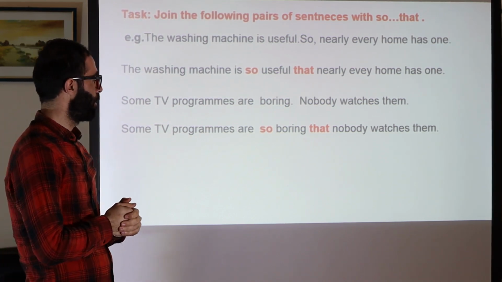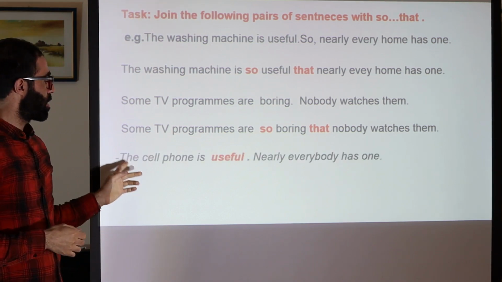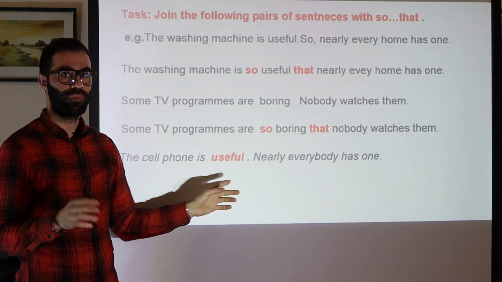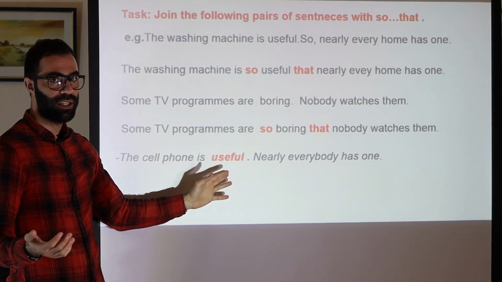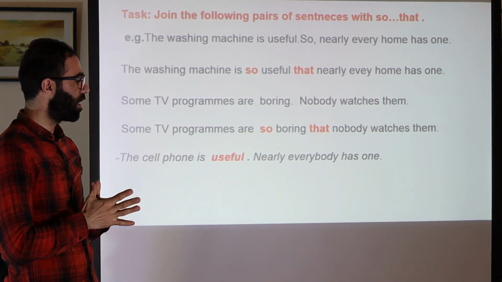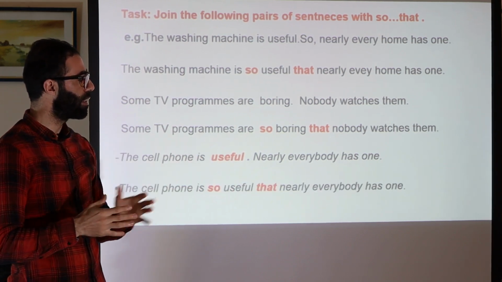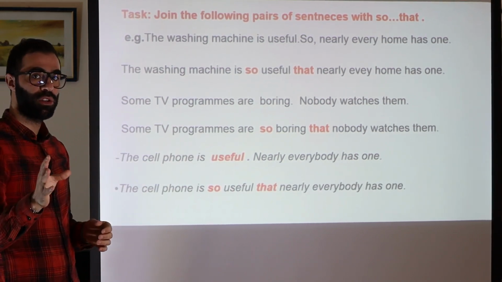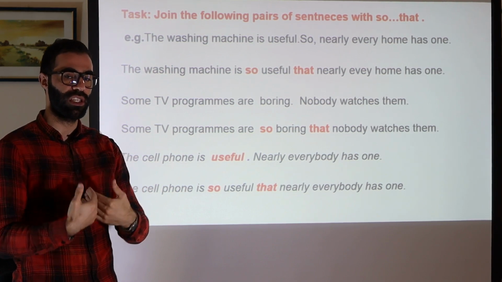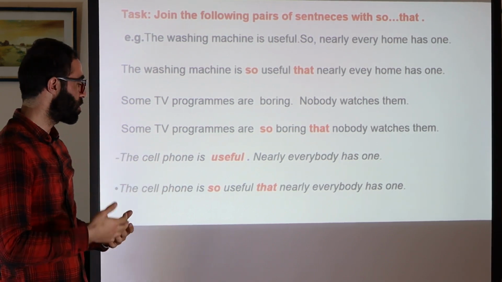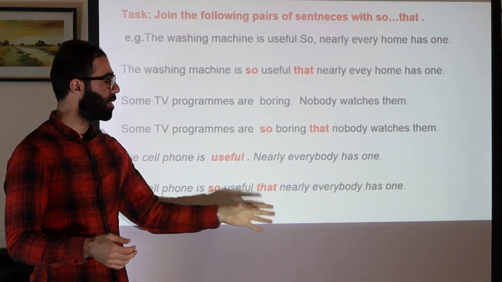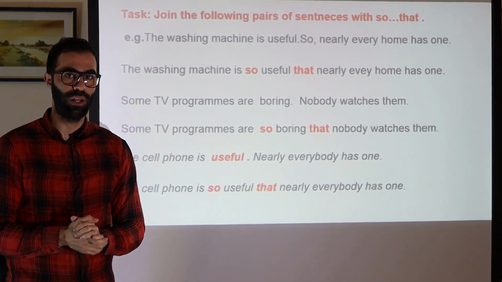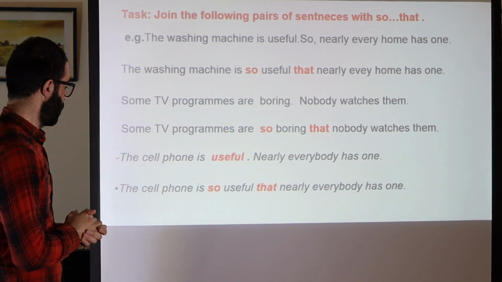The next one. The cell phone is useful. It's clear here, it's in red color. So the answer is already done here. It's an adjective. Nearly everybody has one. I told you we have to use so before the adjective. Just after we need to use that. The cell phone is so useful that nearly everybody has one. Let's move to the next slide.